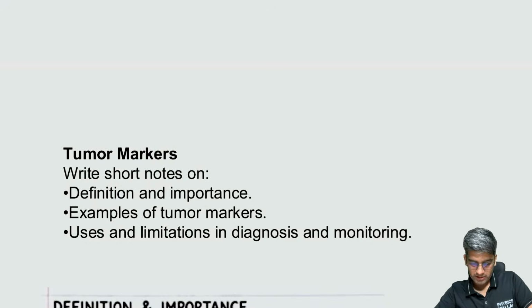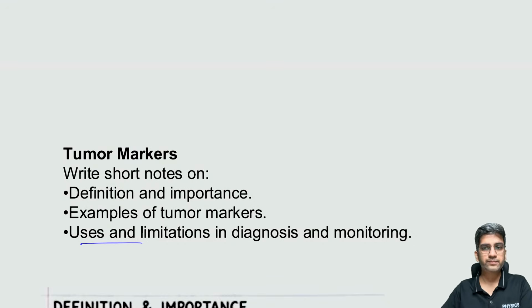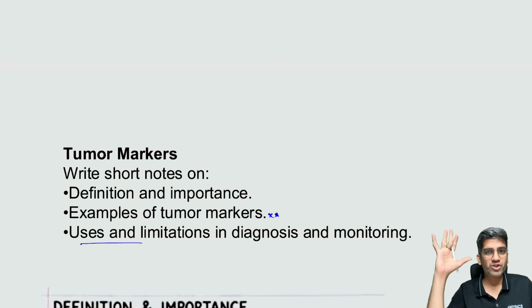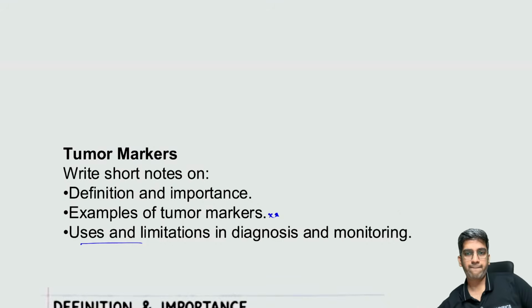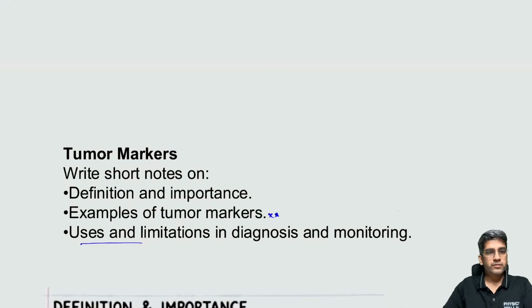Can anyone tell me the definition and importance of tumor markers? What's the definition of tumor marker? Anyone? I'm sure you know tumor marker examples, right? This part I'm not going into at all. Examples, you are like bosses of them. You'll write a lot and lot of them. How do you define a tumor marker? See, you know prostate specific antigen, PSA is a tumor marker, right? You know CEA is a tumor marker. You know alpha fetoprotein is a tumor marker.